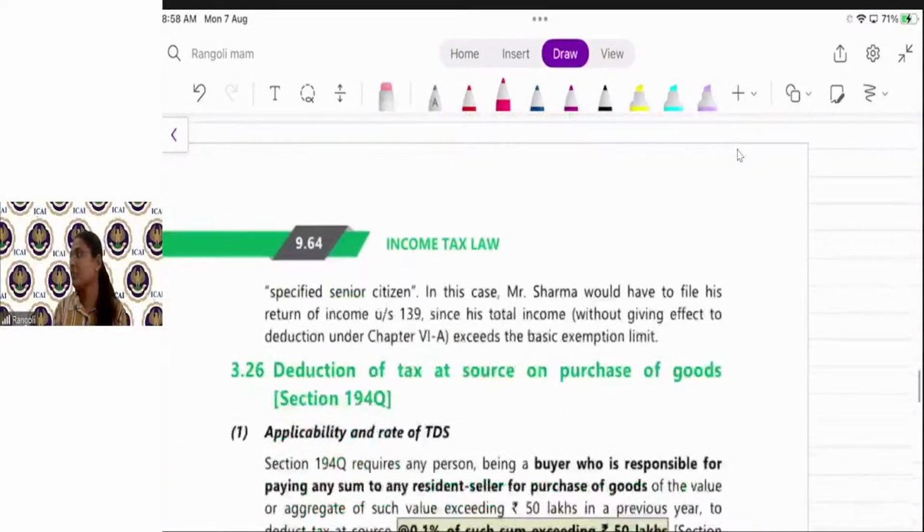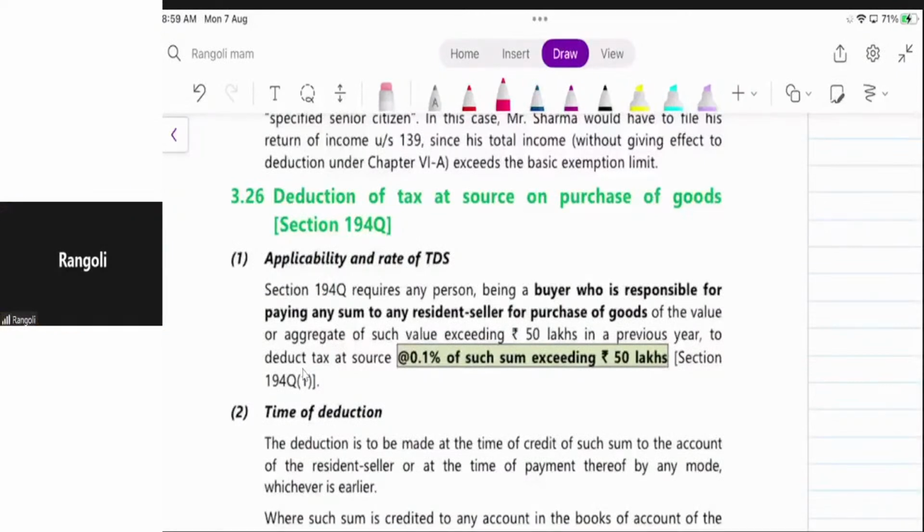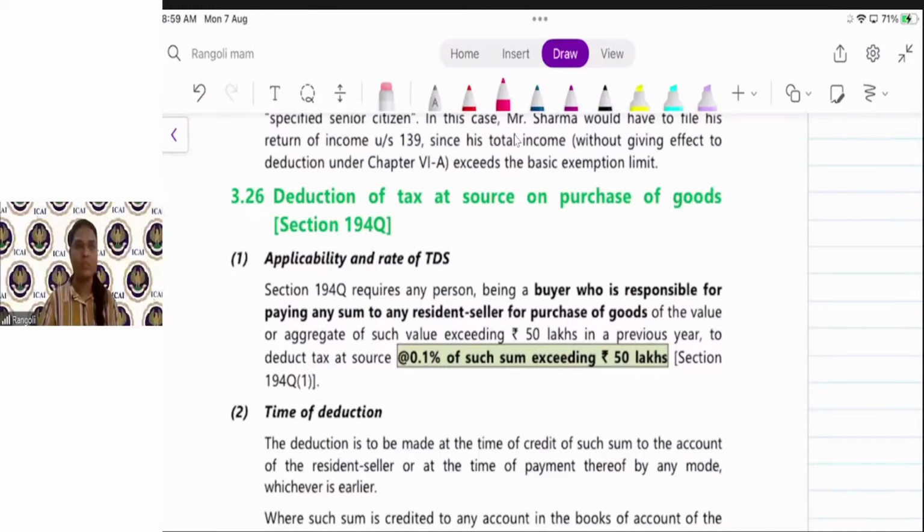is everyone clear with section 194P? Everyone clear with that? Just go through it once. Everyone clear with this? Yes or no?